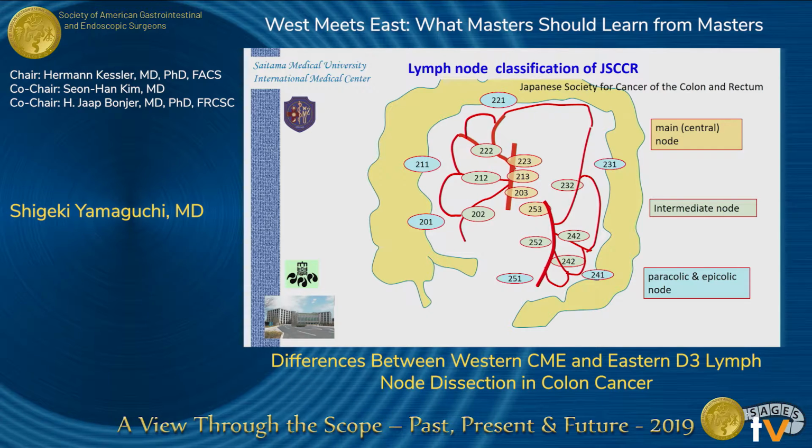Then this is the Japanese lymph node classification. It looks very complicated, but it is actually all of these 3-digit numbers. The 200 means the large volume number, and the second one, 0, 1, 2, 3, is the site of the colon. Then the final one is 1, 2, 3. It means pericolic and intermediate, and the main node or central node is number 3.